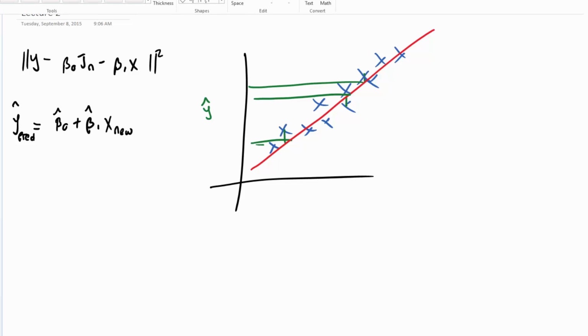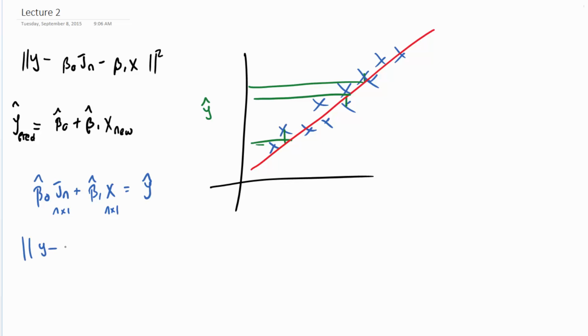So to get our vector of y hat values, we would just need to take beta naught hat times jn plus beta 1 hat times x, right? Remember, jn is an n by 1 vector, x is an n by 1 vector, and beta naught and beta 1 are just scalars. That gives us our y hat values. So you can think in a lot of ways our least squares criterion is really minimizing the sum of the squared deviations around the fitted values.